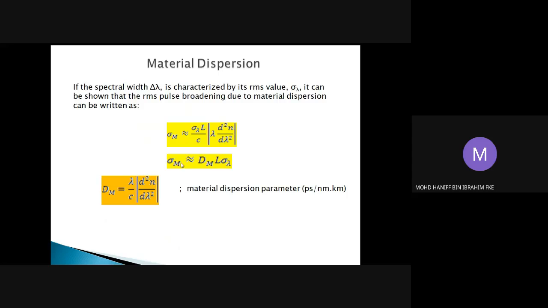The difference is the second equation is based on the RMS value of the spectral line width, or spectral width, and also the RMS value of pulse spreading. Hopefully you understand this clearly.